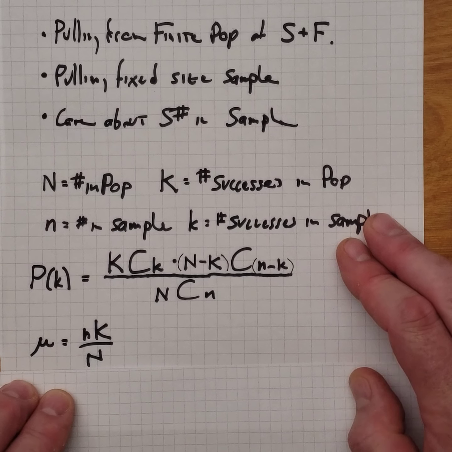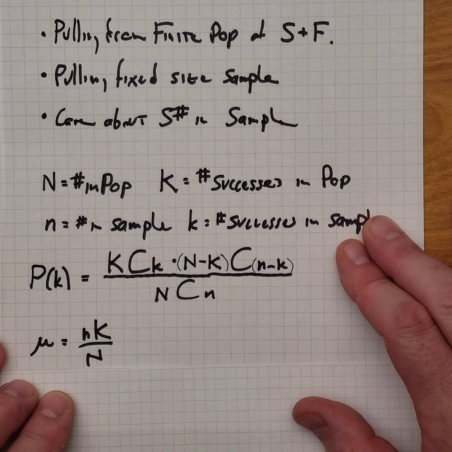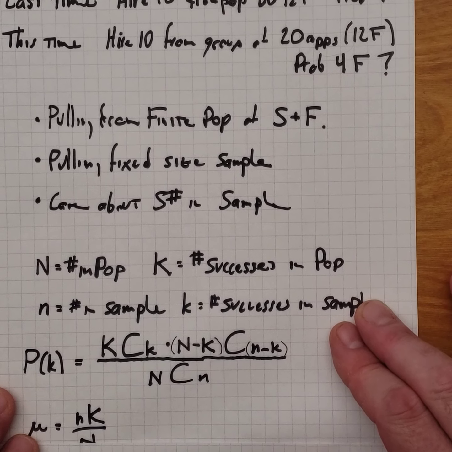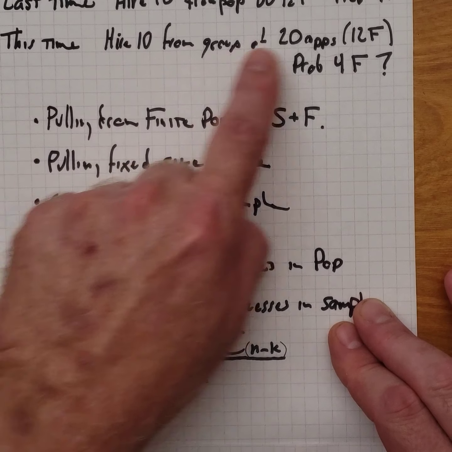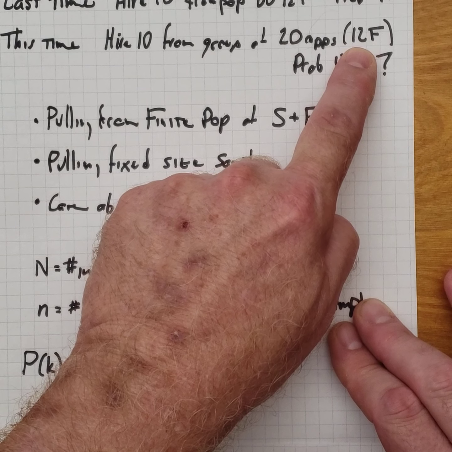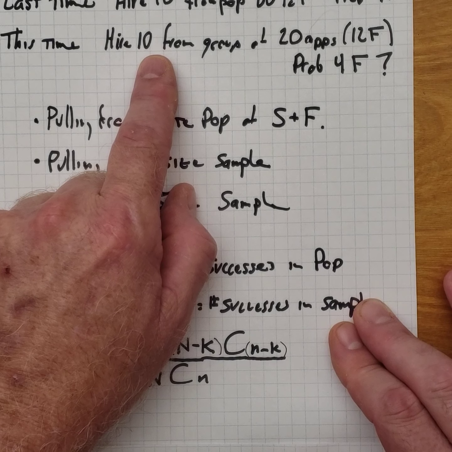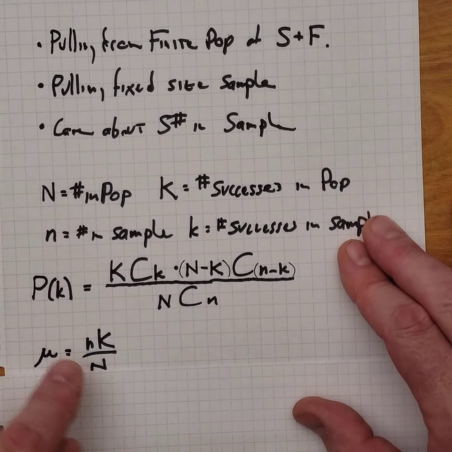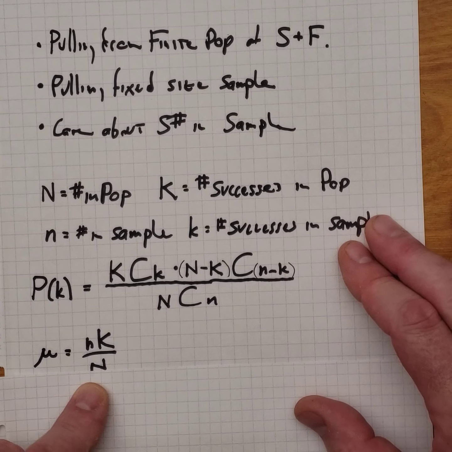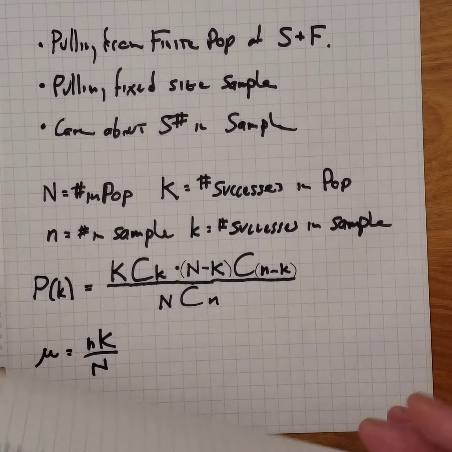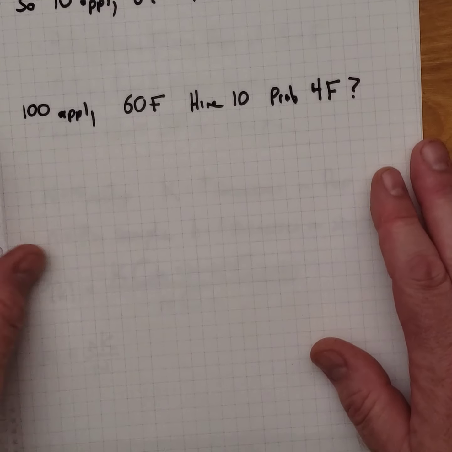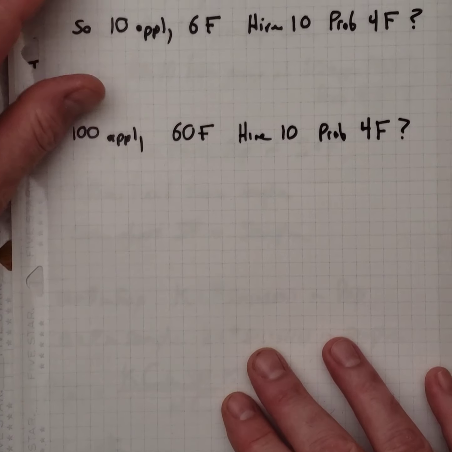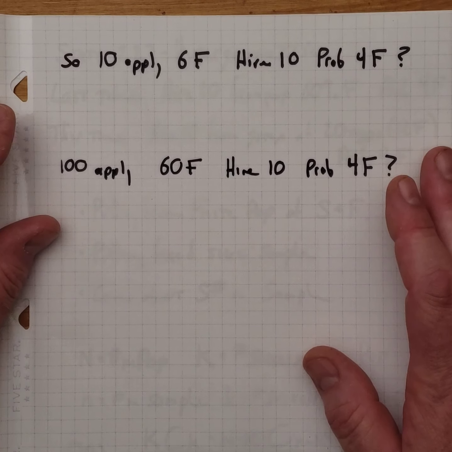And if you're actually thinking, you really shouldn't need a formula for that anyway. If we get 20 applicants and 12 are female, and we choose 10 from that, you would expect the same percentage. So you would expect 6 females, and that's what you get if you do this little formula here. Okay, now let's run through one of these real quick, or a couple of them, just because I don't want to leave you hanging.